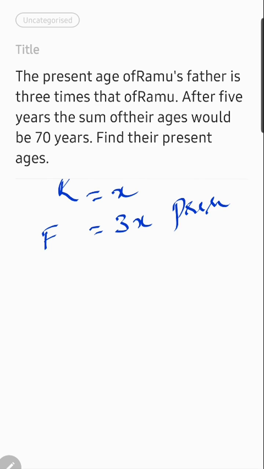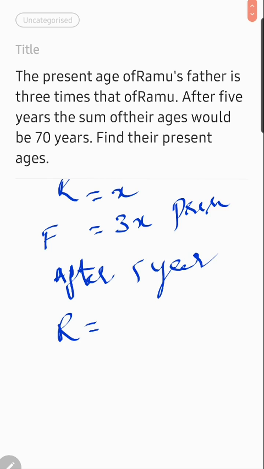What happens after 5 years? After 5 years the sum of their ages would be 70 years. So after 5 years, what are their ages? Ramu's age becomes x plus 5. Simply we have to add 5 years to the present age. And what is the father's age after 5 years? 3x plus 5.